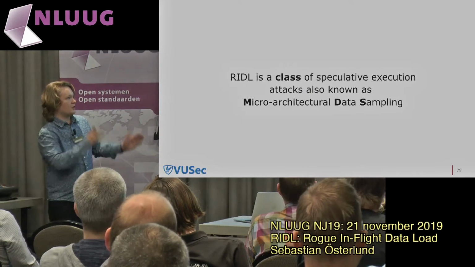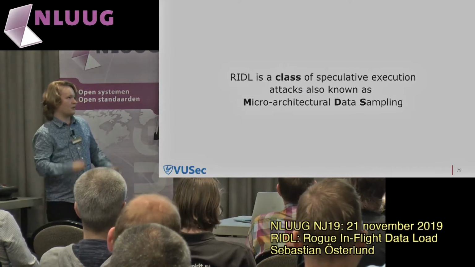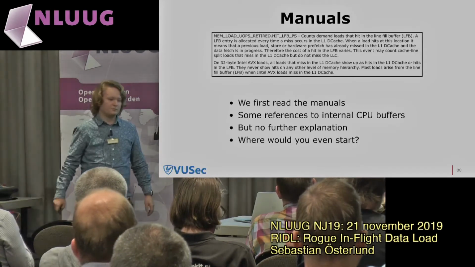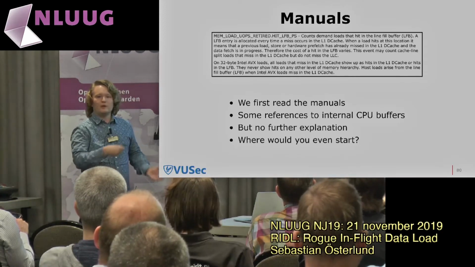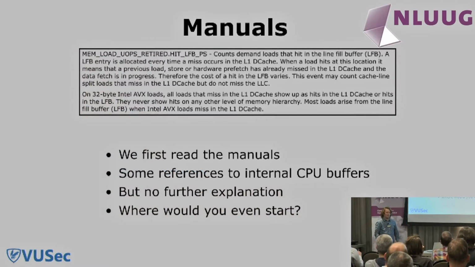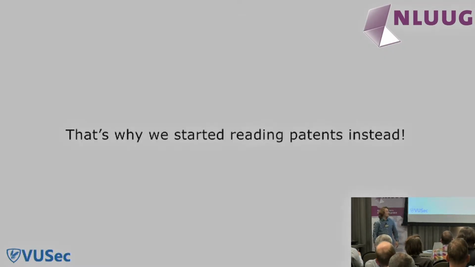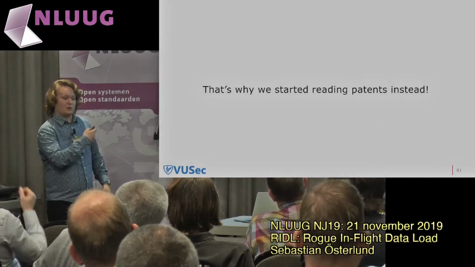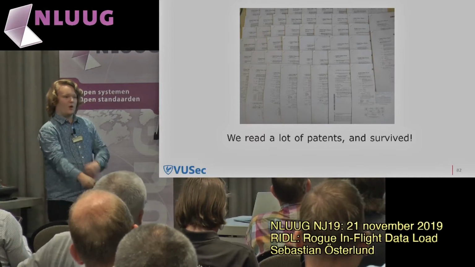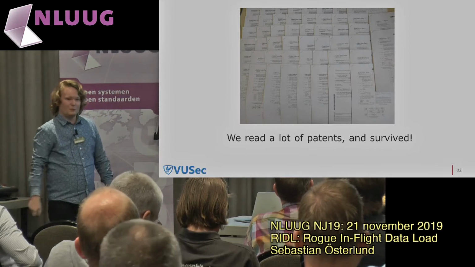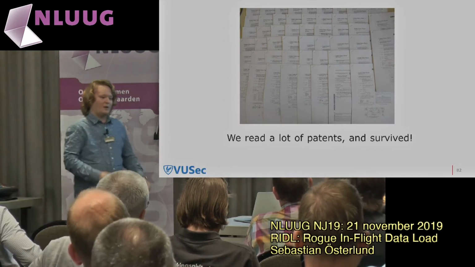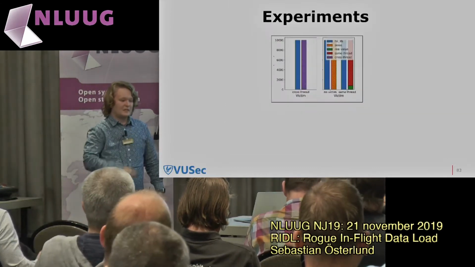It's a new class, and you can exploit this in different ways, leaking from different buffers. So we started reading the manuals, and most of these internal buffers are not really well documented at all. They're sometimes mentioned offhand in the manual. So we had to actually start looking at patterns to see how these things work. Luckily, I didn't have to read these patterns, but Stefan went through all these patterns one by one to find out how these internal buffers actually work.